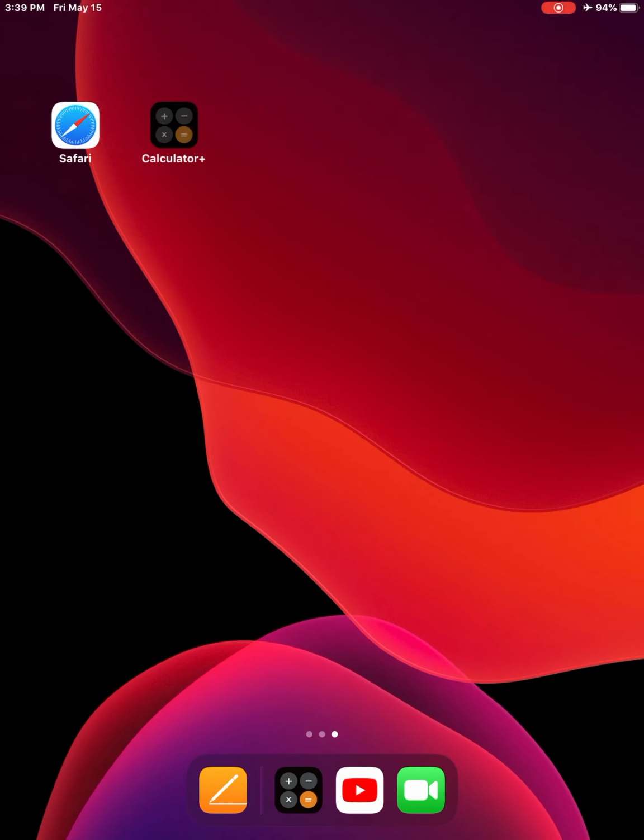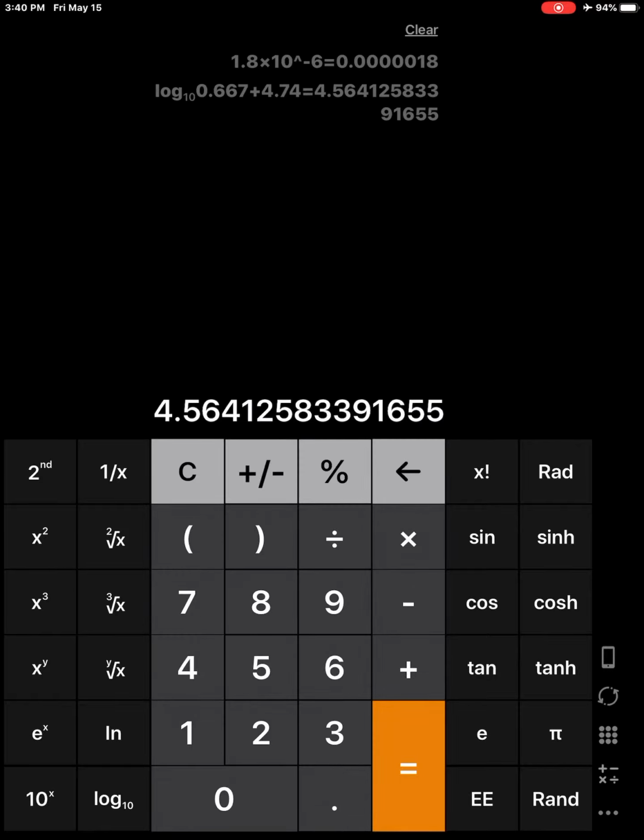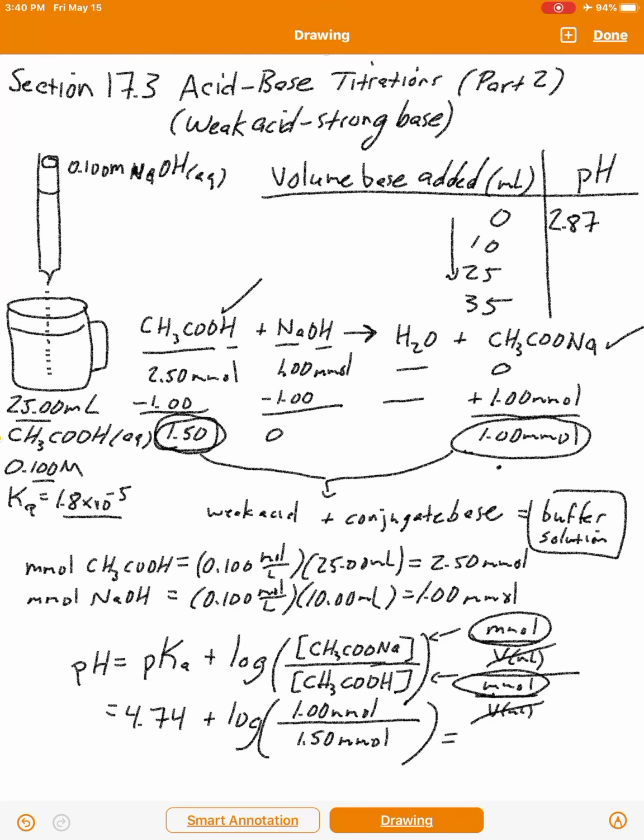So let's come back over here. 0.667, we'll take the log of that, not negative log, but log, because it's plus the ratio, not p. So add that to 4.74, and you got 4.56. So there's our pH. Take a look at what happened. It went all the way up to 4.56. Okay. pH is 4.56 after we've added 10 milliliters of the base.